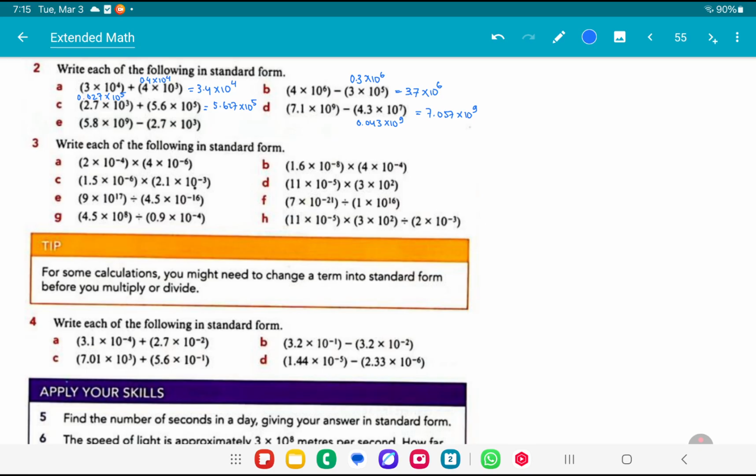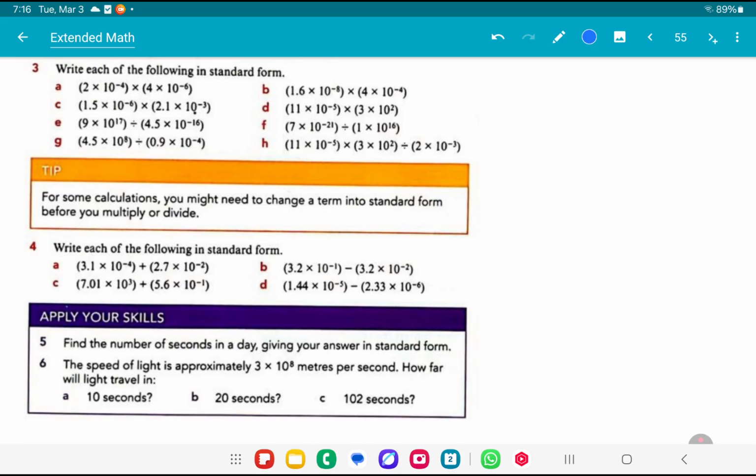For question E, because 9 is very big compared to 3, if we write down the answer, this is not significant, so the answer will round it and remain as 5.8 times 10 raised to the power of 9. We continue with question number 3. Write each of the following in standard form.